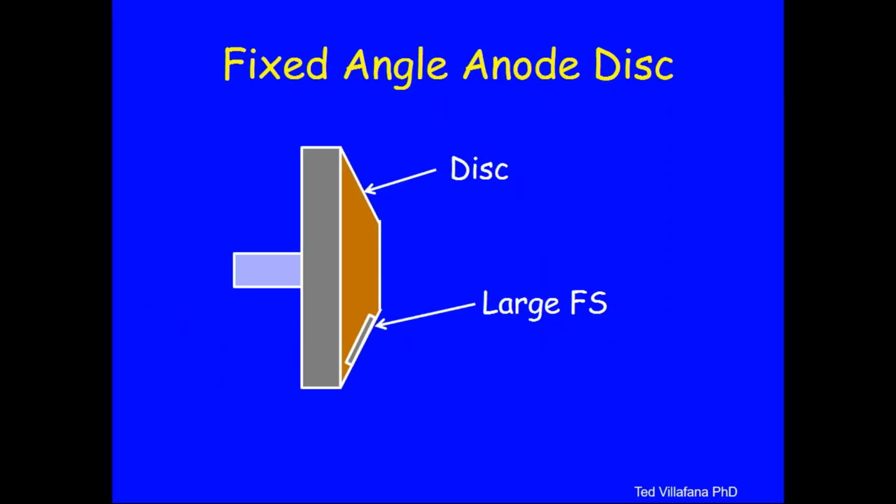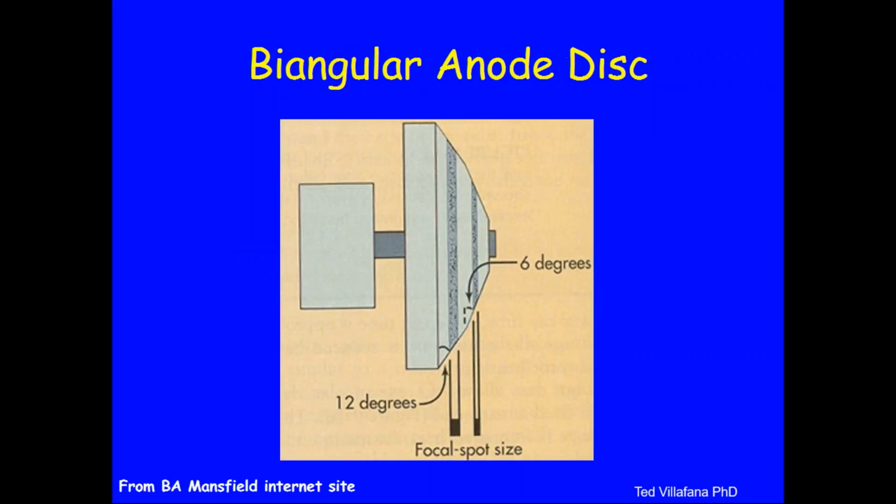Here's your fixed angle. There's your large focal spot. And then the small focal spot is just a region within that large focal spot. It's smaller, but typically it's confined to the overall size of the focal spot. And this would be for a fixed angle.